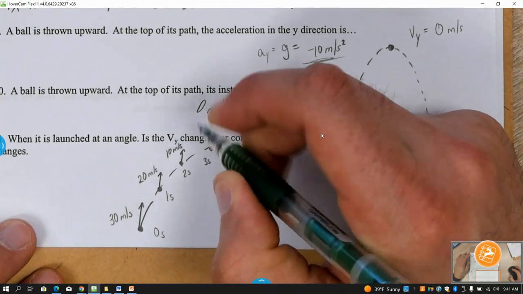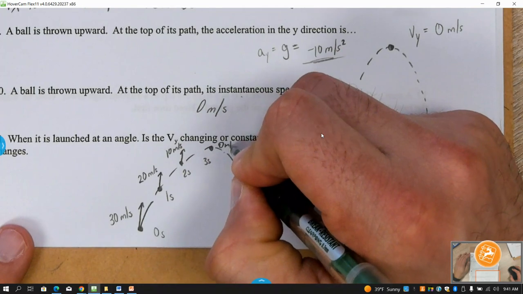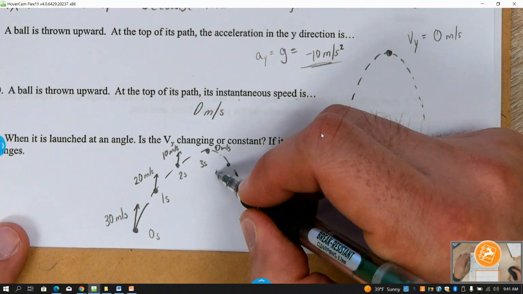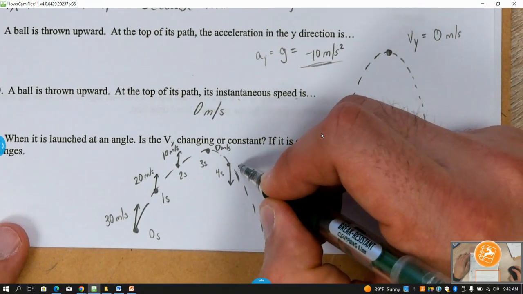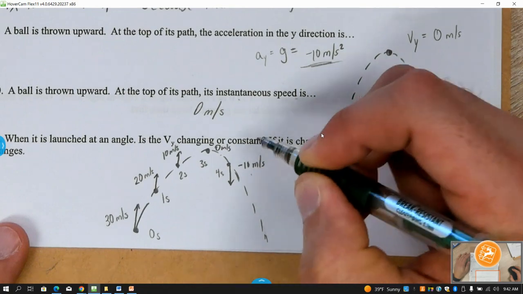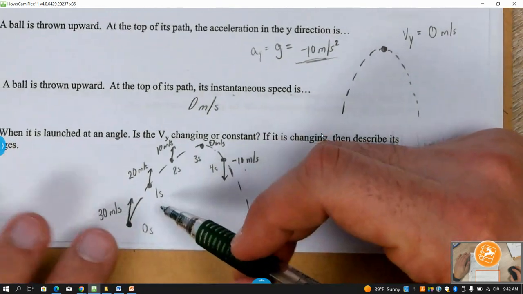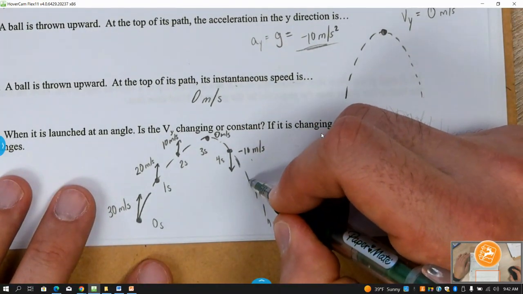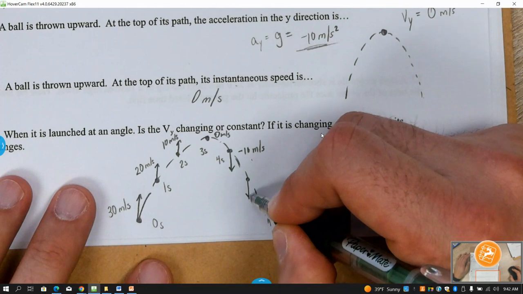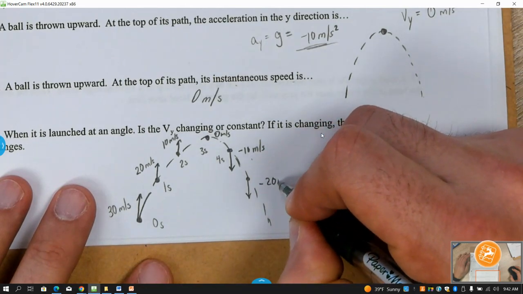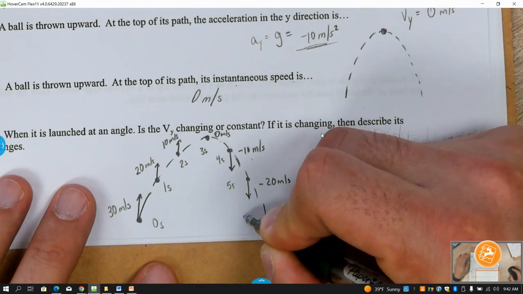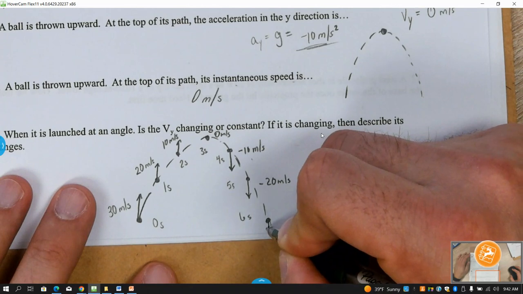At 3 seconds, it's 0. Now at 4 seconds, it's going to speed up by 10 on the way back down. So it slows down by 10 on the way up and is going to speed up by 10 on the way down. That would be 5 seconds, and this last one 6 seconds. Oh, no, I should have probably made this a little bit higher, whatever.